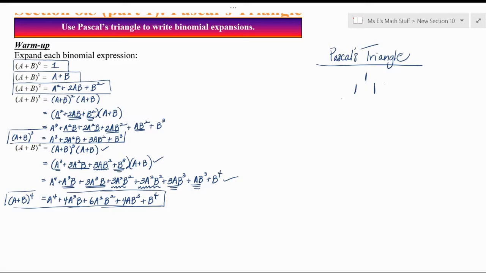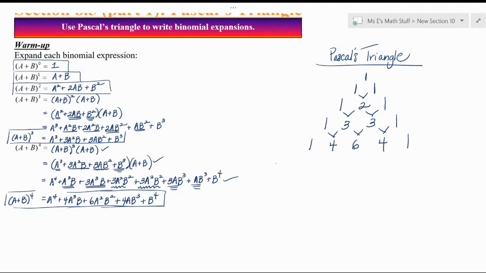And then the next row, you'd surround it with 1s, but then in the gap, you add the previous 2 numbers. So 1 plus 1 is 2. And then the next row, you do it again. So you surround it with 1s, and then in the gaps, you'd add the top 2 terms. So 1 plus 2 is 3, and 2 plus 1 is 3. And then surround the next row with 1s, and then fill in the gaps. There we go.